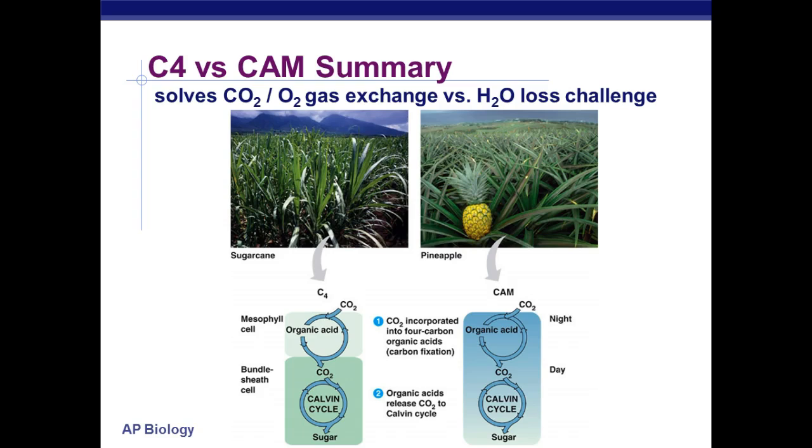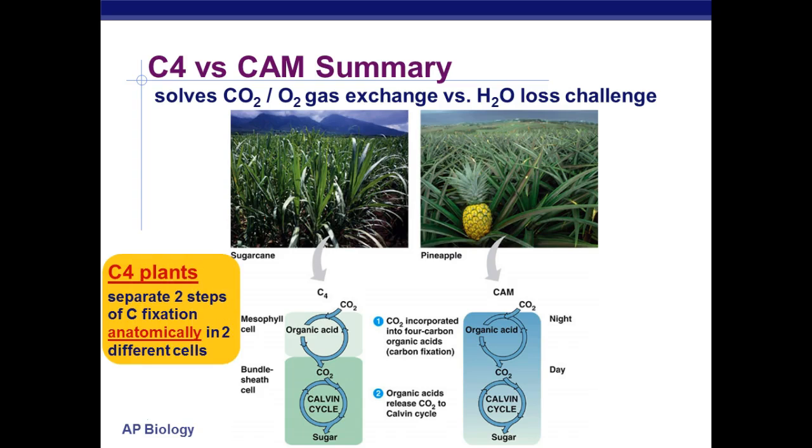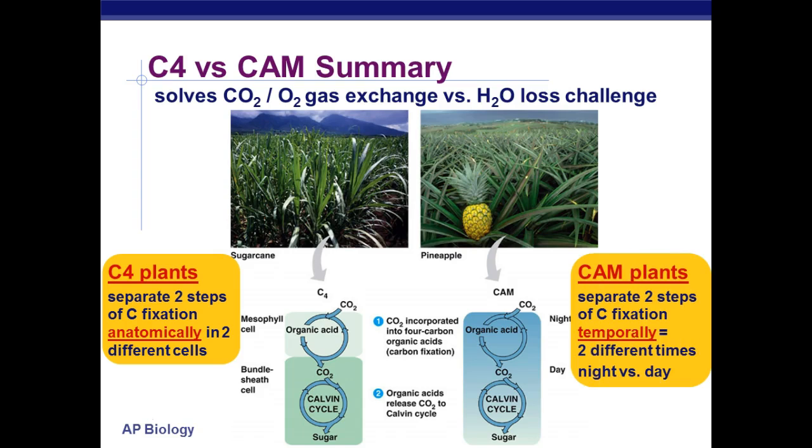CAM plants take in their carbon dioxide at night when it's safe to open the stomata. You won't lose much water. And then they'll run the Calvin cycle during the day with the stomata closed to avoid losing all the water at the hottest part of the day. So separation anatomically versus separation temporally, both really to overcome the same problem of photorespiration and water loss.